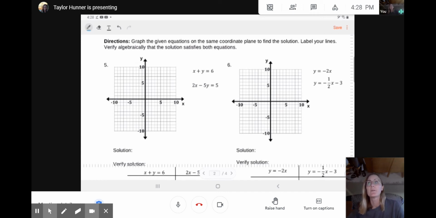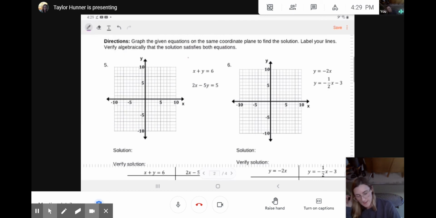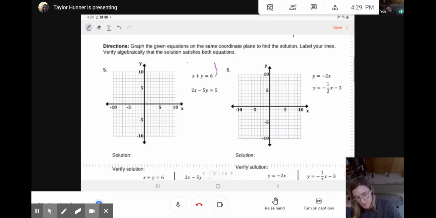For number 5 and so forth, it says graph the given equations on the same coordinate plane to find the solution. Label your lines. Verify algebraically that the solution satisfies both equations. So that means that the first thing I have to do is graph both of these. And the way that I'm going to graph these is by getting them into slope-intercept form. So I'm going to go ahead and put this into slope-intercept form.